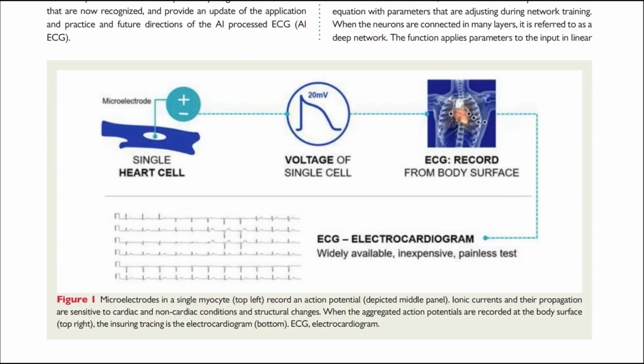Figure 1. Microelectrodes in a single myocyte, top left, record an action potential, depicted middle panel. Ionic currents and their propagation are sensitive to cardiac and non-cardiac conditions and structural changes. When the aggregated action potentials are recorded at the body surface, top right, the resulting tracing is the electrocardiogram, bottom. ECG, electrocardiogram.